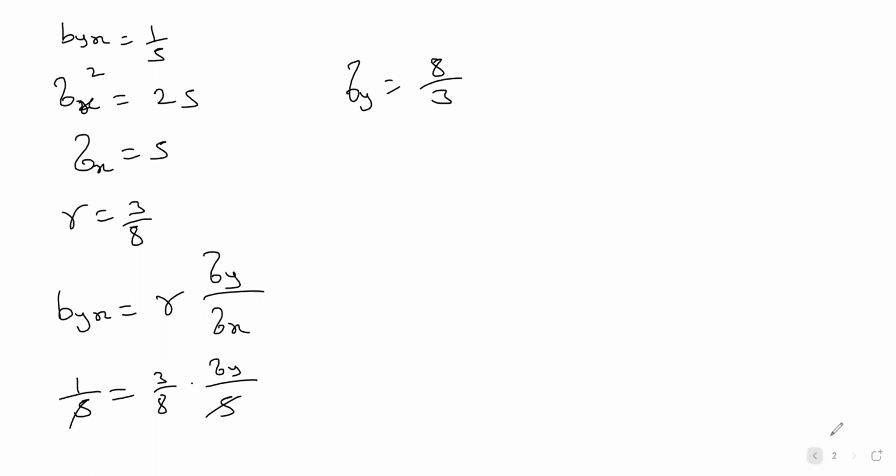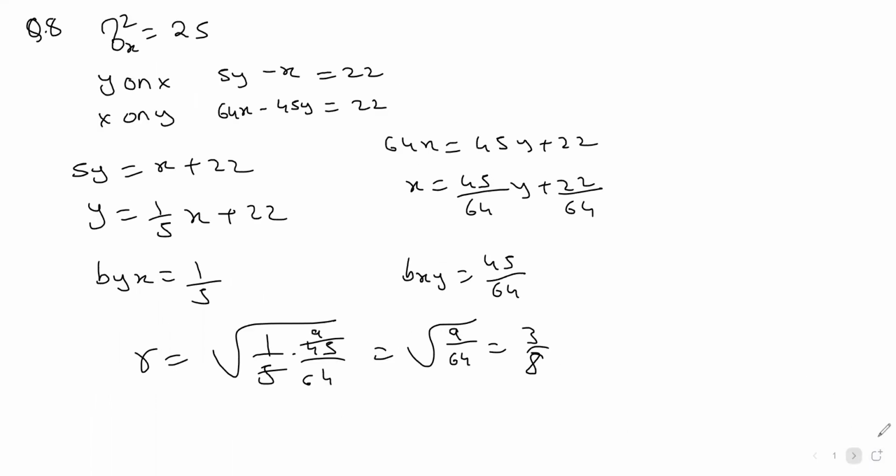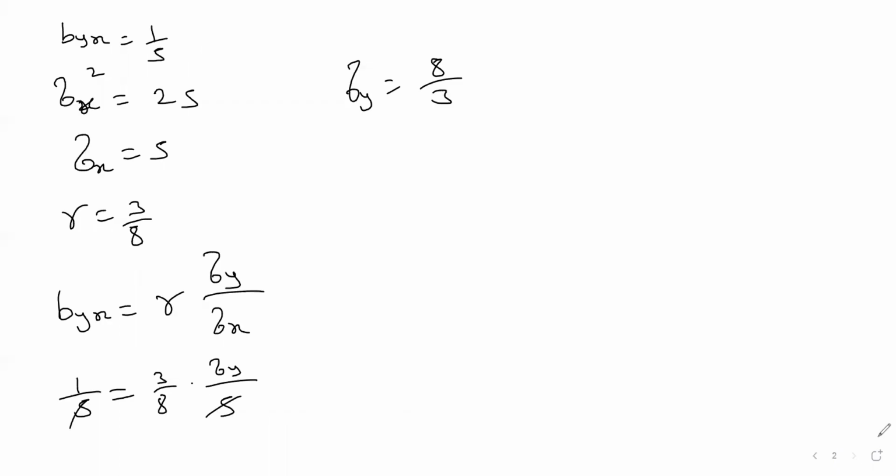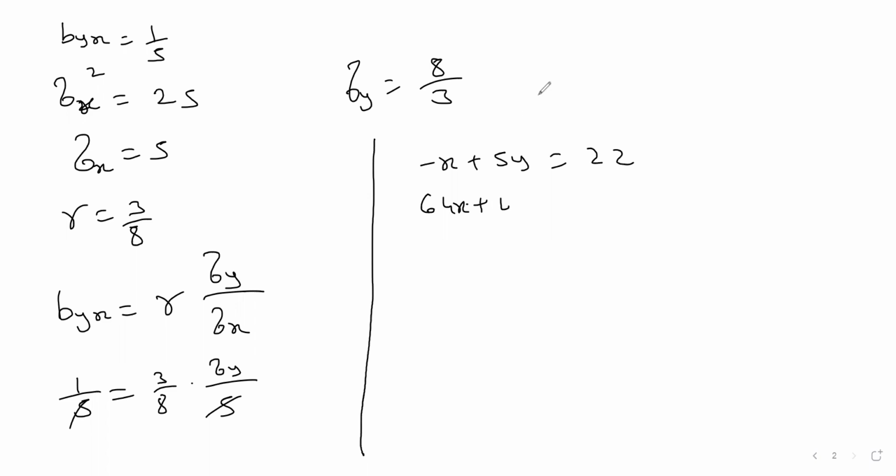We have also found the correlation coefficient between x and y. That is, r is 3 by 8. We only need to find the mean of x and y. So we need to solve these two equations: minus x plus 5y is equal to 22 and 64x minus 45y is equal to 22. So I need to multiply this by 9. 64x minus 45y is equal to 22 into 9.